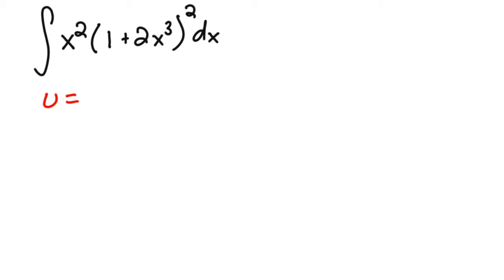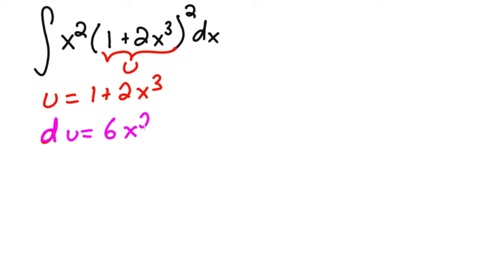you ask yourself, okay, do you have a part of here where its derivative is also inside the integral? Well, yeah, right, because if you pick u to be this inside part of the function, 1 plus 2x cubed, its derivative is equal to 6x squared, and you have an x squared right here. Sorry, dx. So all you need is the 6. Well, that's easy to deal with because you just multiply by 6 and then divide by 6.